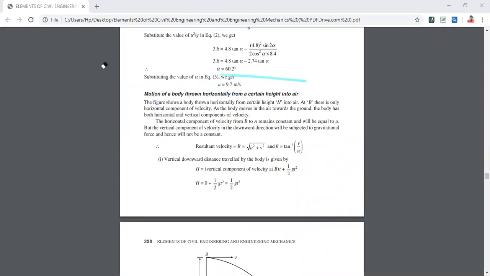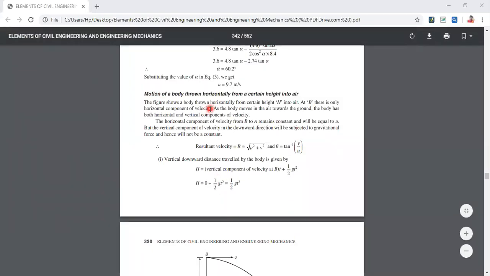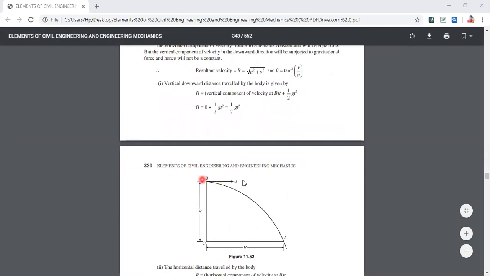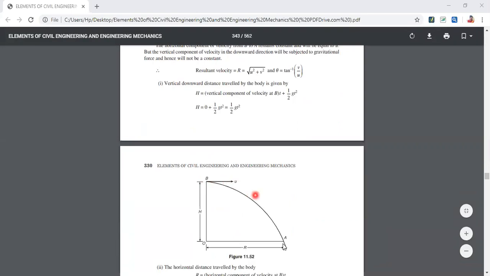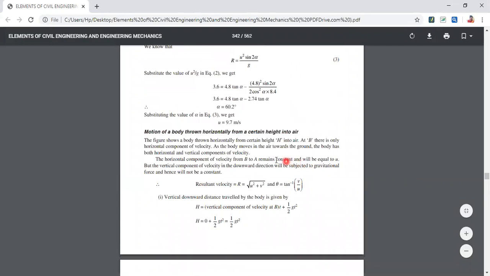So the figure shows a body thrown horizontally from a certain height h into the air. At point B, there is only the horizontal component of velocity. As the body moves in air towards the ground, the body has both horizontal and vertical components. So when it is coming down, it is moving vertically and horizontally also. So both the components are there.